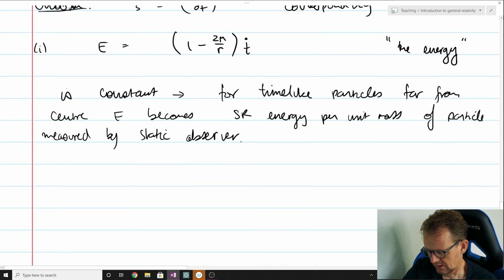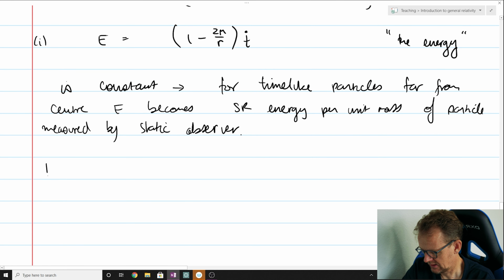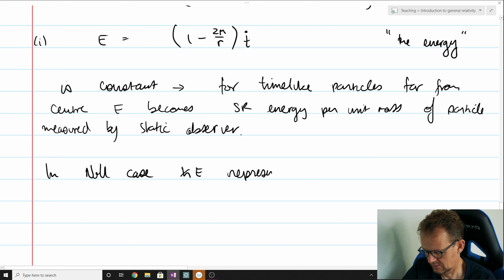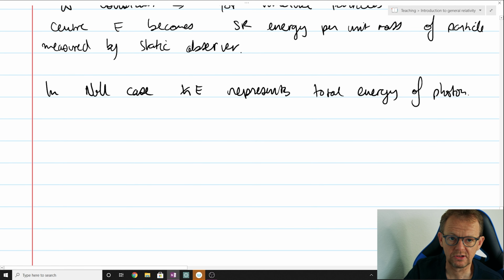So a little more on the interpretation of this E. In the null case, you can think of h bar E as representing, now we're invoking quantum mechanics a little, the total energy of the photon. This is a constant of the motion corresponding to the Killing vector field of time translations.